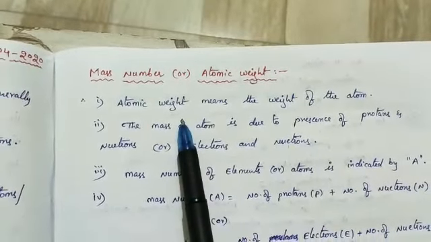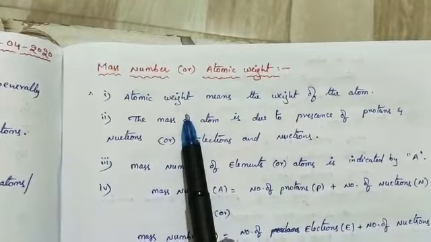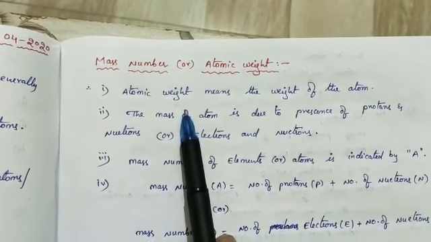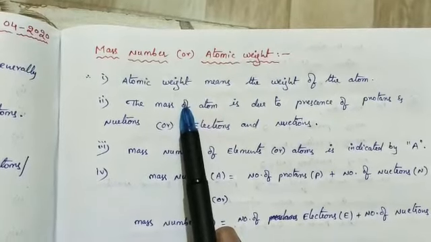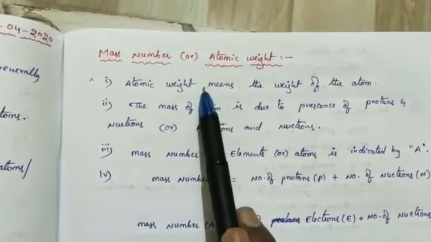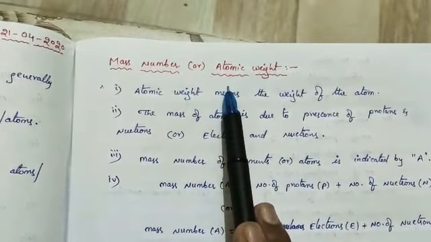So far we have discussed that the atomic number means the number of positively and negatively charged particles present in the atom, since the atom is overall neutral in nature. Now let us go for another fundamental definition called mass number or atomic weight.